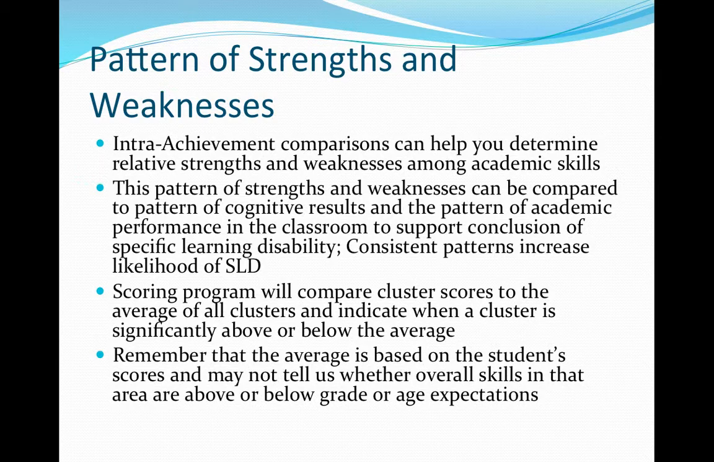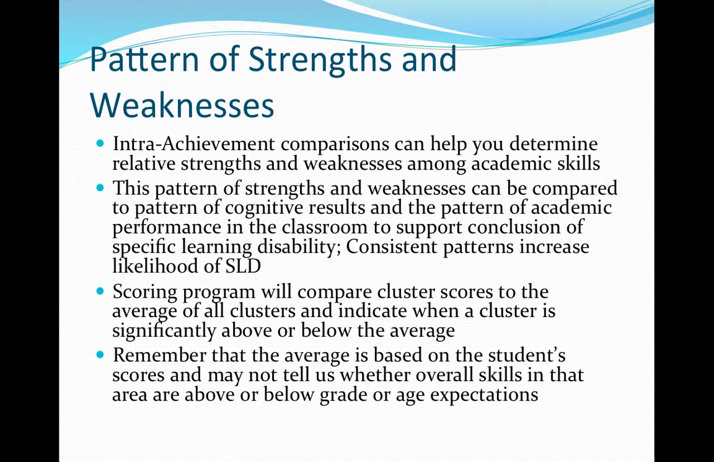The WJ scoring program will compare cluster scores to the average of all clusters and indicate when a cluster is significantly above or below average. They call this the intra-achievement comparisons. Remember that the average is based on the student's scores and may not tell us whether the overall skills in that area are above or below grade level expectations. This is just comparing the student to him or herself.